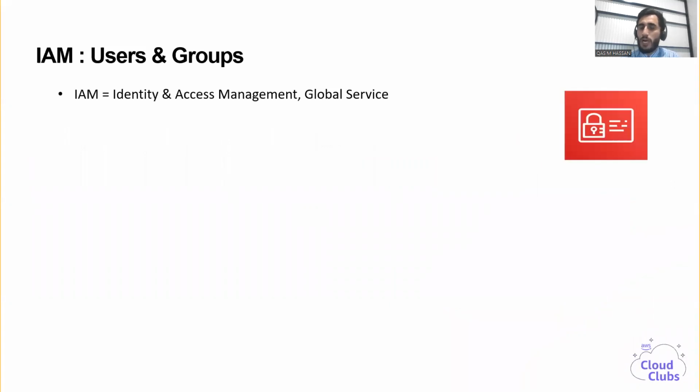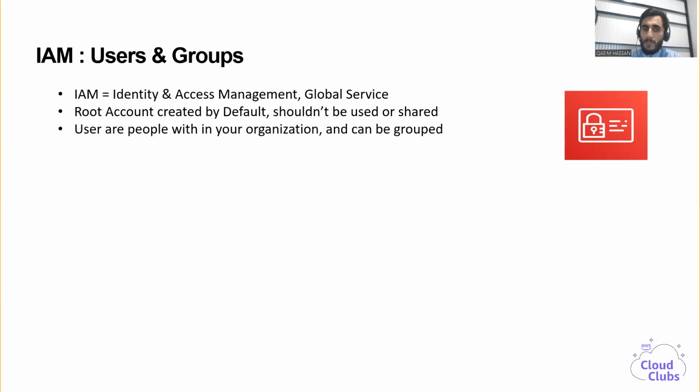IAM stands for Identity Access Management, and it is a global service because we use IAM to create users and groups. When we create an AWS account, a root account is created by default. And according to the AWS best practices, the root account shouldn't be used or shared except to create IAM users or groups of users if it makes sense.